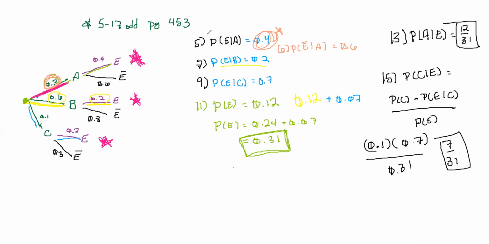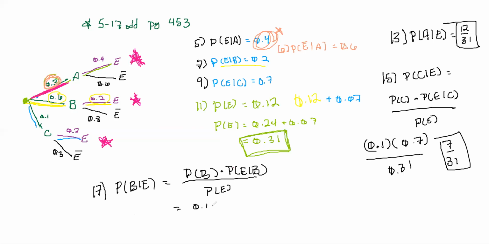Okay. Now let's look at 17, which is the probability of B given E. So we're just doing the exact same thing with B. I'm going to write out the whole equation just for the sake of clarity. This is equal to 0.6 times 0.2 over 0.31. This is 12 out of 31.